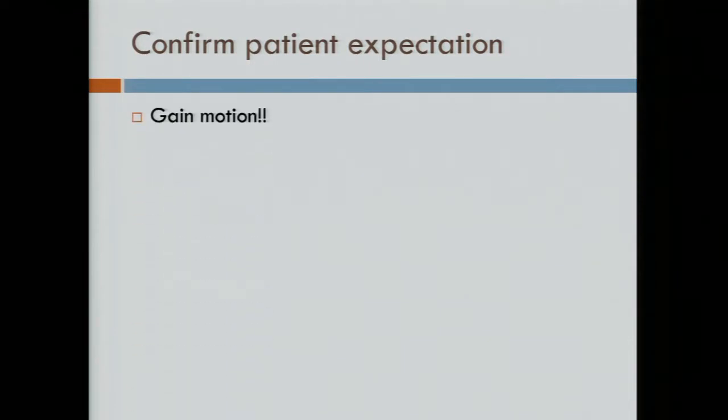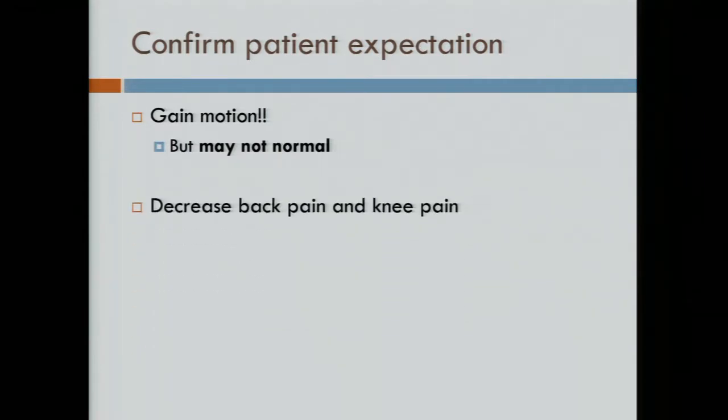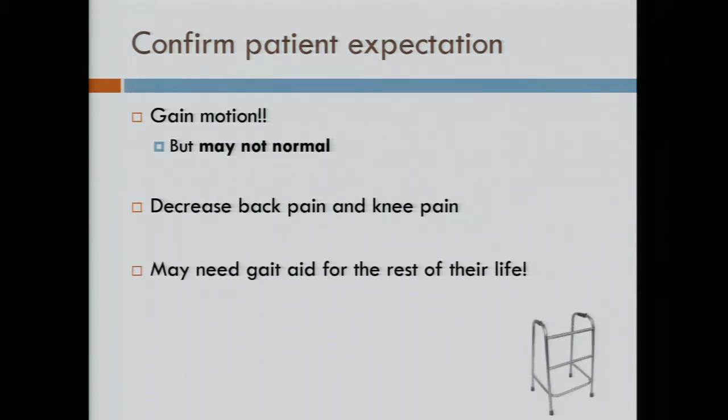And you need to talk to the patient a lot about patient expectation, because most of the patients who want to convert want to gain motion. When we convert, the patient will definitely gain motion, but it may not be normal. If the patient has hip, knee, or back pain, we can tell them that the pain around here will be better. But if the abductor function is not good, the patient may need a gait aid for the rest of their life.